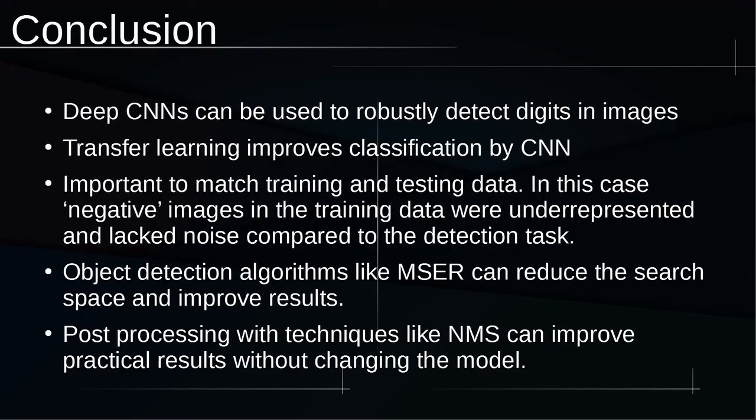In conclusion, deep CNNs can be used to robustly detect digits in images. Transfer learning improves classification by CNNs. It's important to match training and testing data. In our case, we needed more negative images and more noisy negative images to decrease our false positive rate. Object detection algorithms like MSER can reduce the search space and improve results, and post-processing techniques like NMS can improve practical results without changing the model.